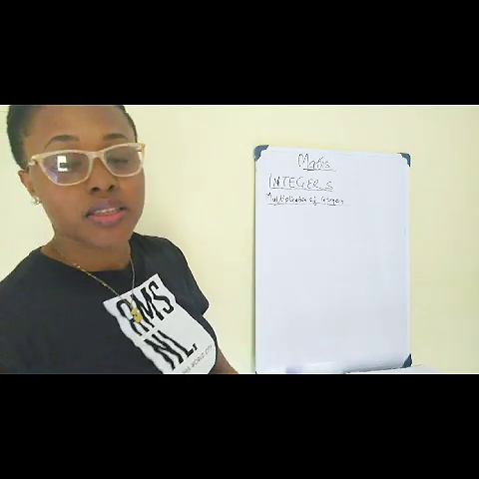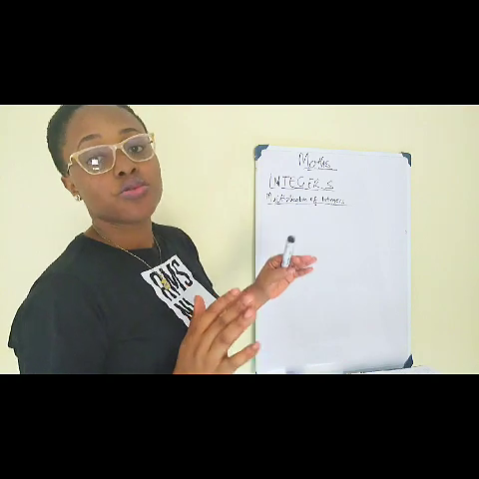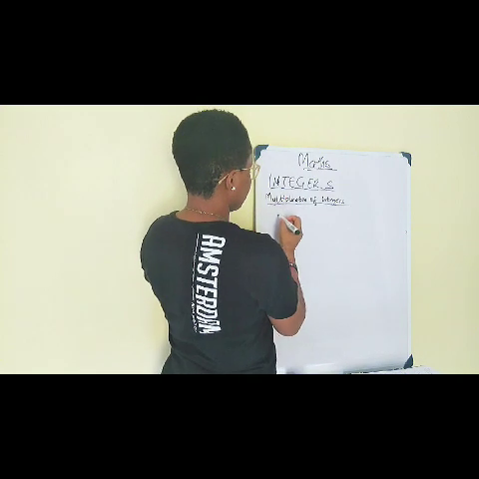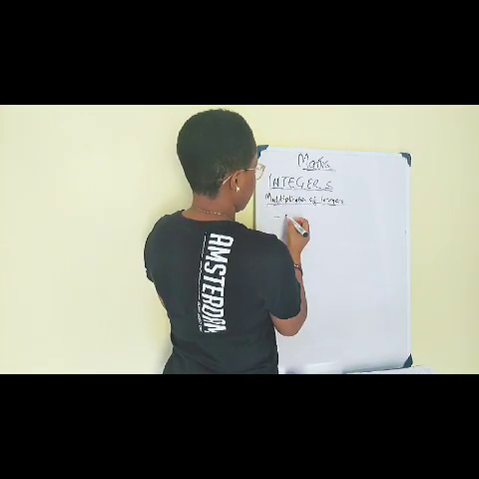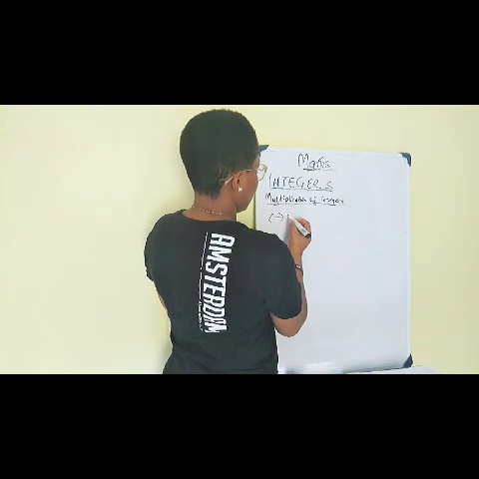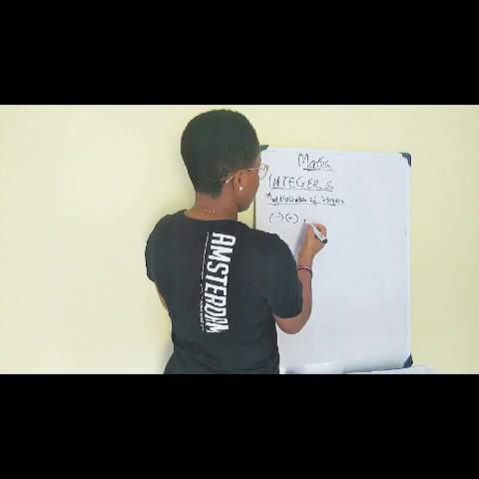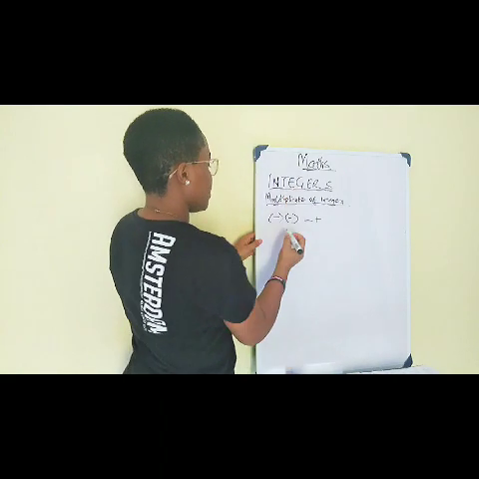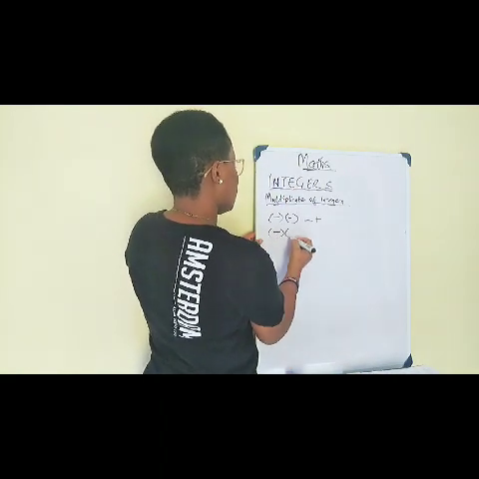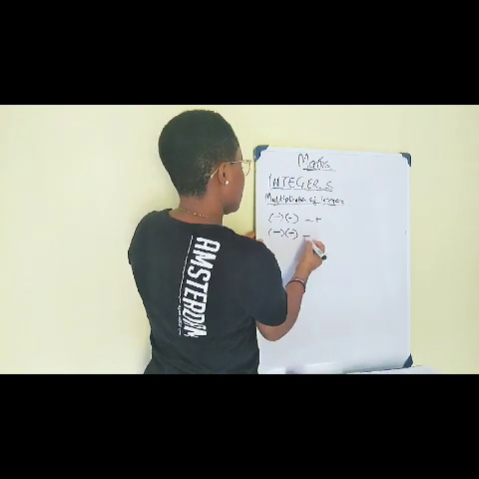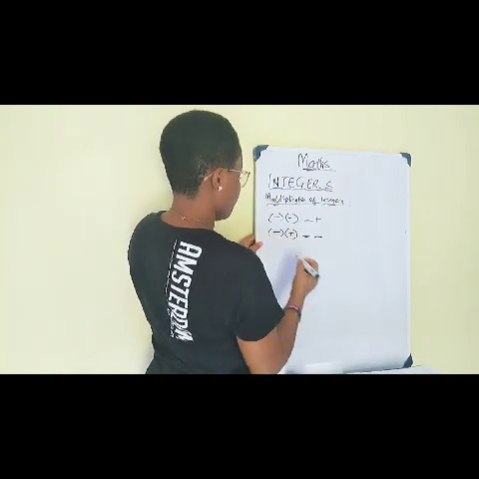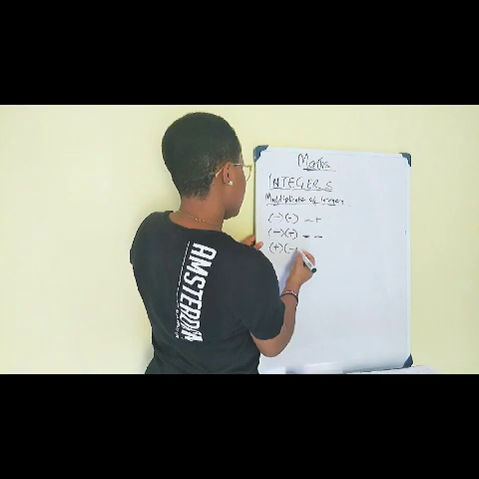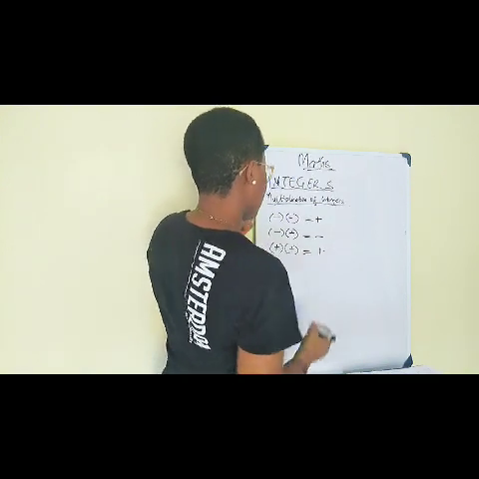So in multiplying integers, there are some rules that you use to multiply integers. And the first one goes like this. A negative integer multiplying another negative integer will give us a positive outcome. Now, a negative integer multiplying a positive integer will give us a negative outcome, while a positive integer multiplying another positive integer will give us a positive outcome.